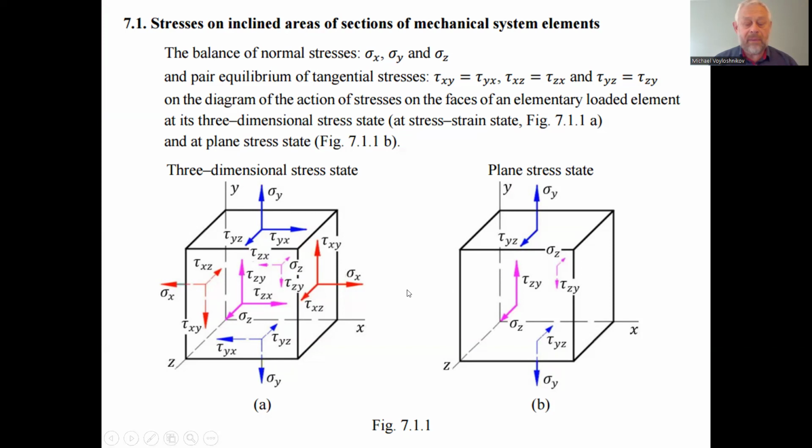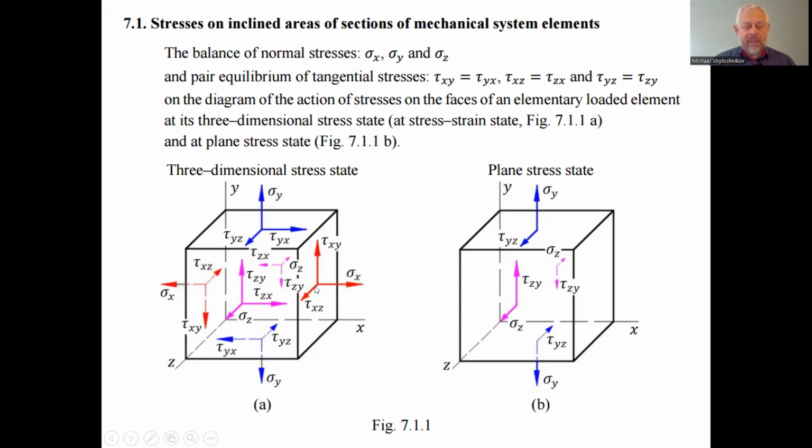We can see the Cartesian coordinate system x, z, y. And we can see the balance of normal stresses acting on the selected very small piece of the material, a rectangular parallelepiped located in the axes x, z, y. To the faces of this parallelepiped are applied the stresses: we have sigma x along the x-axis, normal stress. We have assumed that other stresses act as well, but they are all in balance.